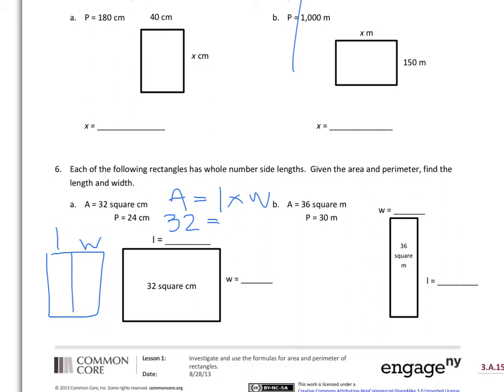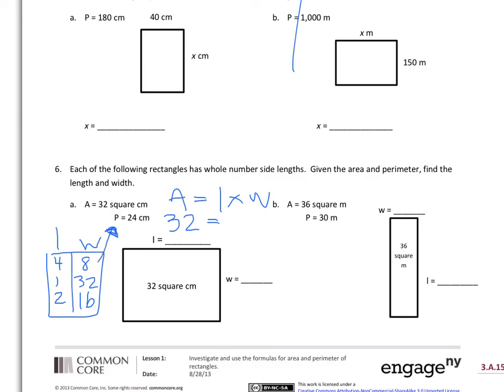In this case, we want to find all the possible ways to get 32. So one way would be 4 times 8. Another way would be 1 times 32. Another way would be 2 times 16. So once your student has found all the possible ways, they have to figure out from these measurements which is going to give us a perimeter of 24.